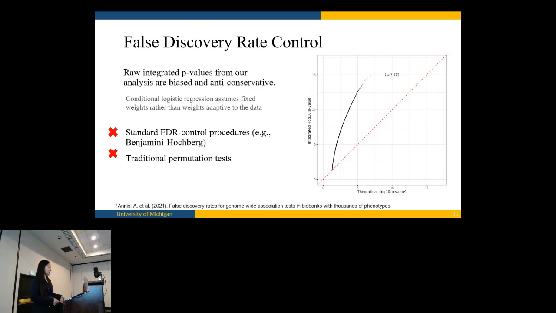The traditional permutation test can be used on our data, but as I mentioned before, it is very time-consuming to compute the integrated p-values. If we use the traditional permutation tests, it will take us tens or hundreds of times longer to compute. So we found another method, which is called the single iteration permutation method.